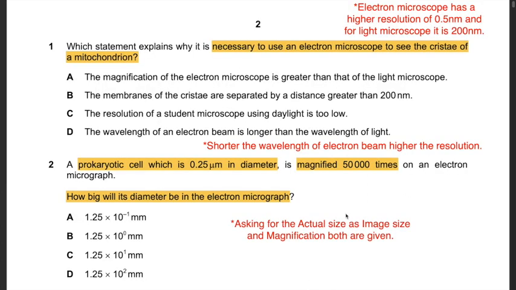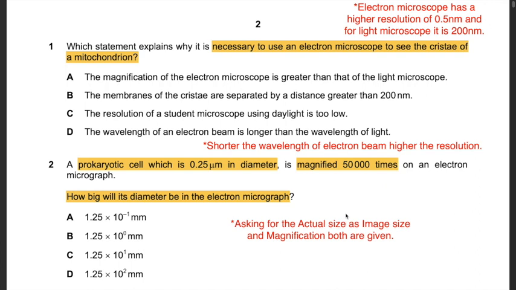Question 1. Which statement explains why it is necessary to use an electron microscope to see the cristae of a mitochondrion? The important point over here is that the electron microscope has a higher resolution than the light microscope. Therefore, it is possible to view the intricate details of organelles such as the mitochondrion. Electron microscope has a resolution of 0.5 nanometers and light microscope has only 200 nanometers. Therefore, lower the number, higher the resolution.